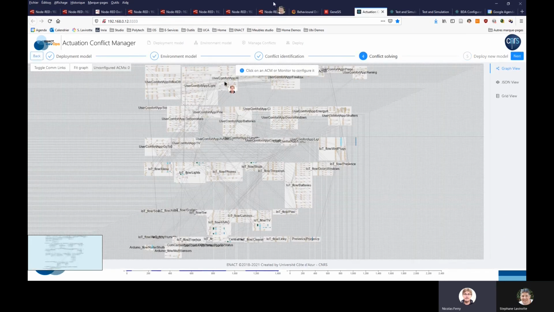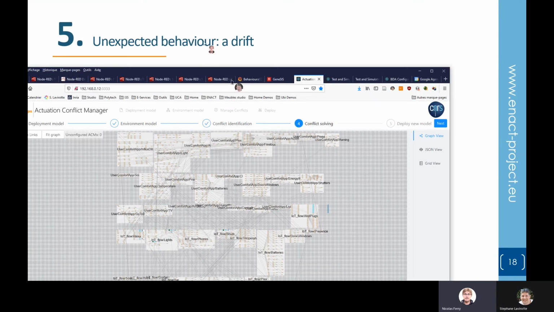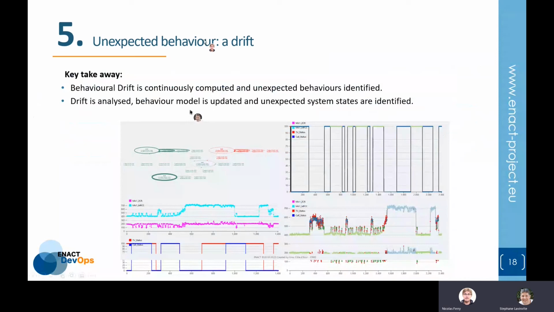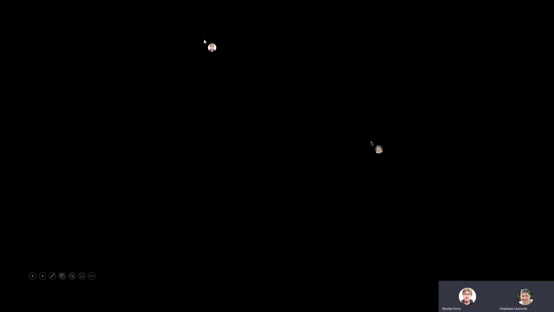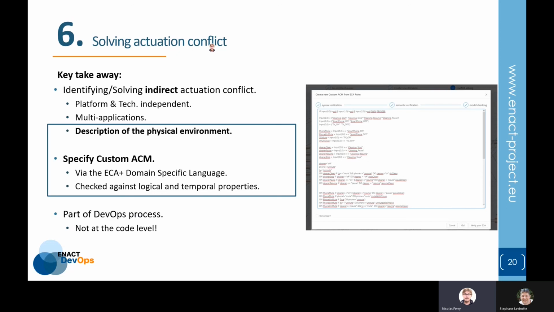So let's go back to the slide first. All right. So actually, this conflict is an indirect actuation conflict. So it's coming from the time that one application is triggering the robot vacuum cleaner, which makes a lot of noise. And the other one is trying to stop all the noise except the one from the phone call to make sure the phone call is going fine.